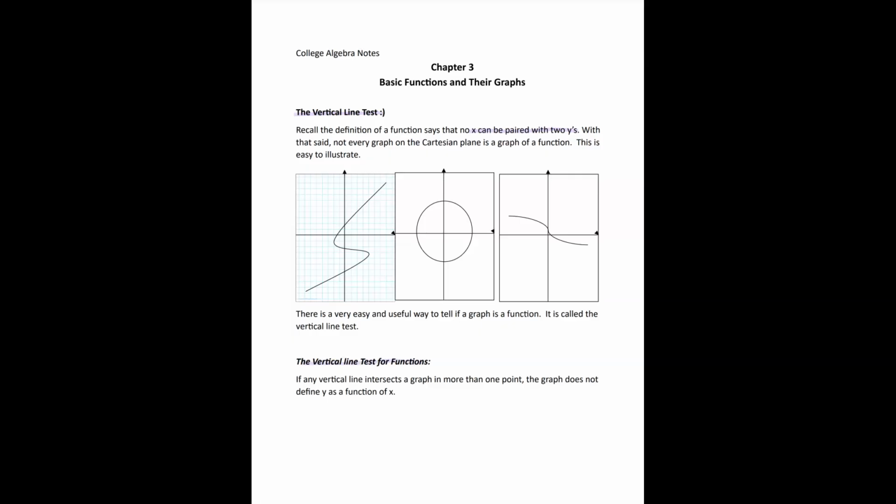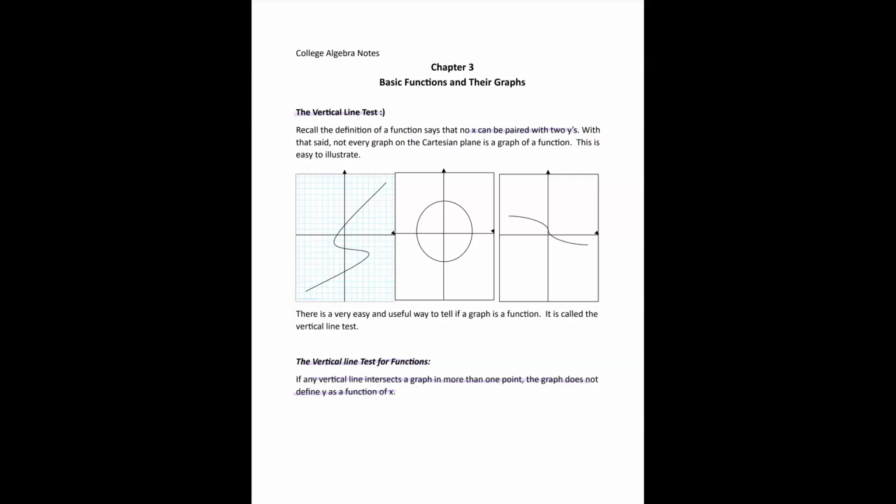If any vertical line intersects a graph in more than one point, the graph does not define y as a function. So I'm going to use this purple highlighter as my line. Normally I use my pencil. I'm kind of a lazy mathematician, so instead of drawing a line every time, which makes my paper nasty, I use my pencil and drag it across the function, and if it hits more than once, then I know it's not a function.